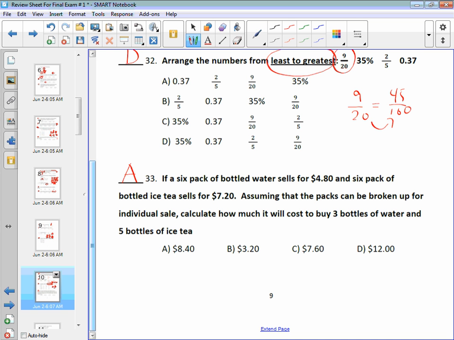Yay. I got a 90. Score it. Give yourself a score, if each one is worth 3 points. Okay?